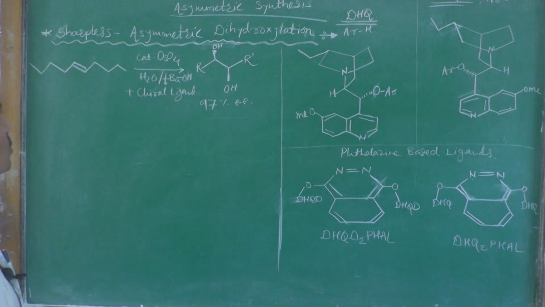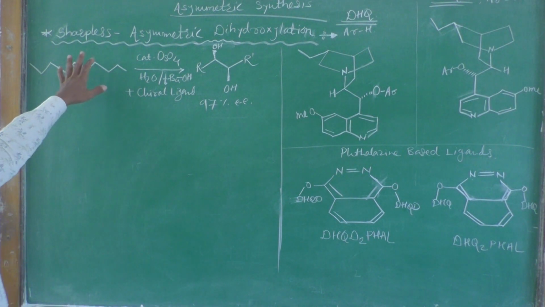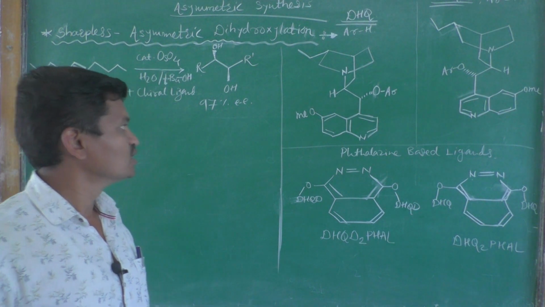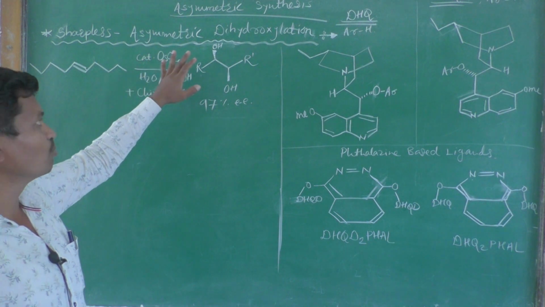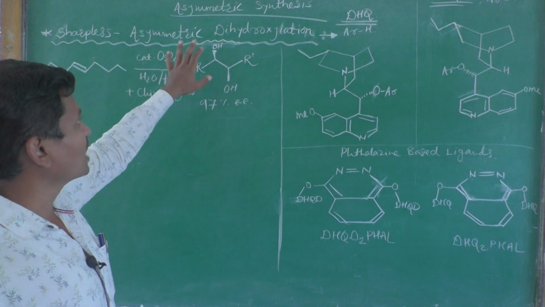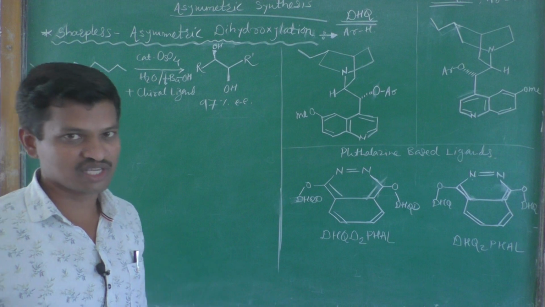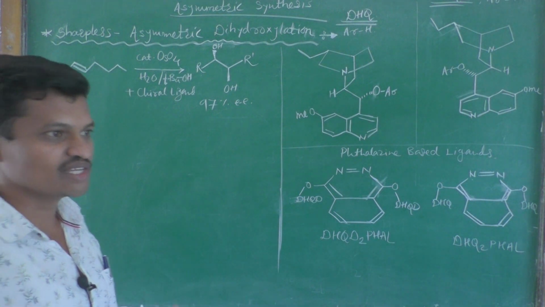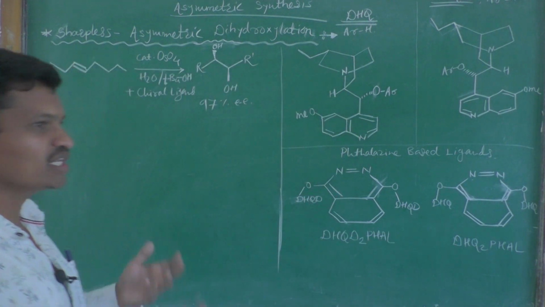Now today we are going to see the details of Sharpless asymmetric dihydroxylation. It is actually well known by all organic chemists that this dihydroxylation is known as asymmetric dihydroxylation, and this process was also invented by the scientist Sharpless. Now what is this?